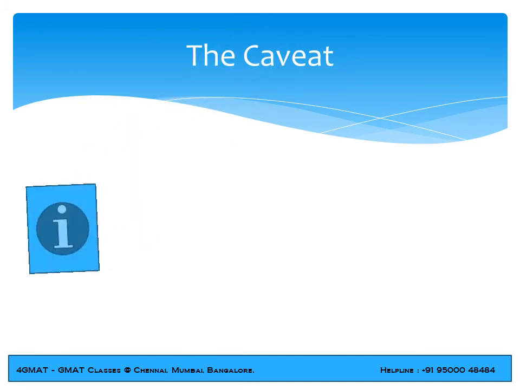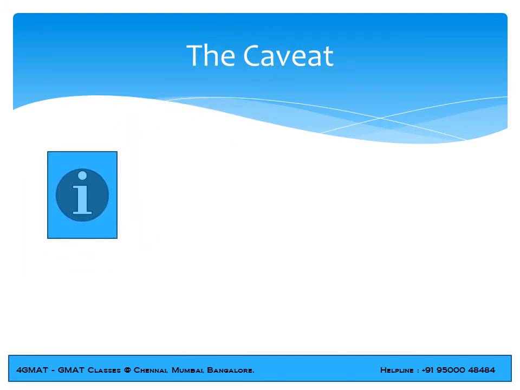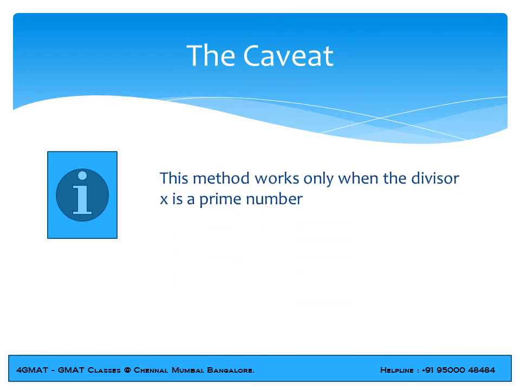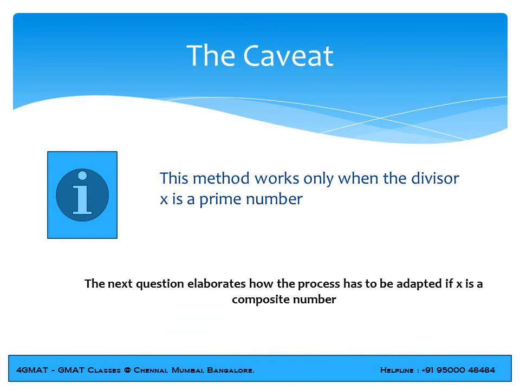However, there is a caveat. As the alternative method suggested, this method works only when the divisor x is a prime number. Right? Our divisor was 3, which is a prime number. If the divisor is not a prime number, we need to make modifications to the approach. The core remains the same, but we need to look at it a little differently. The next question will actually elucidate the method for composite numbers.